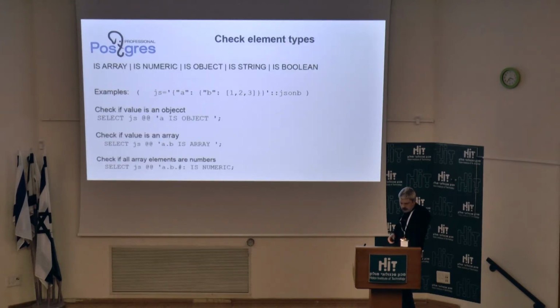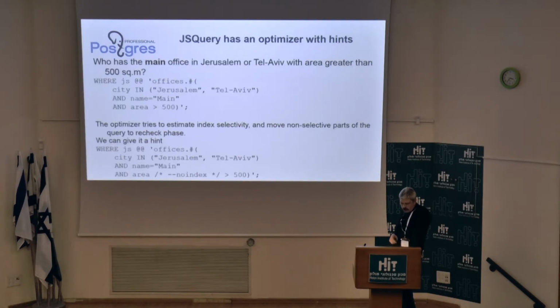Also, JSQuery has functions to check the type of elements. You can check if the element is an array, a number, an object, a text string, or a Boolean. Also, there is an optimizer inside the JSQuery engine, and you can pass hints to it. For example, you can ask it not to use an index for some part of the query. You do it when you understand that this part of the search is not effective in the index and it's better to compute it on the recheck phase of the query.